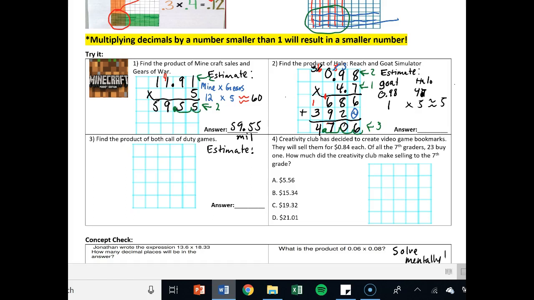All right, and I apologize. This should not be 17. Mr. Mason's always making mistakes. It should be 16. So 1 plus 9 is 10, plus 6 is 16. So we got 4.606 million.